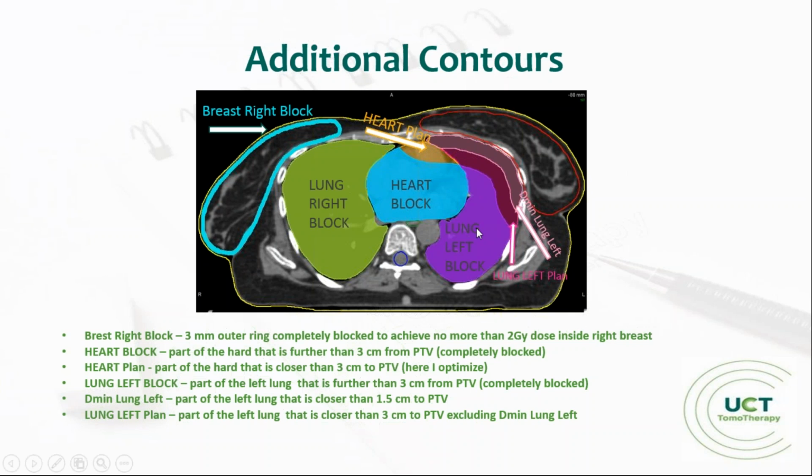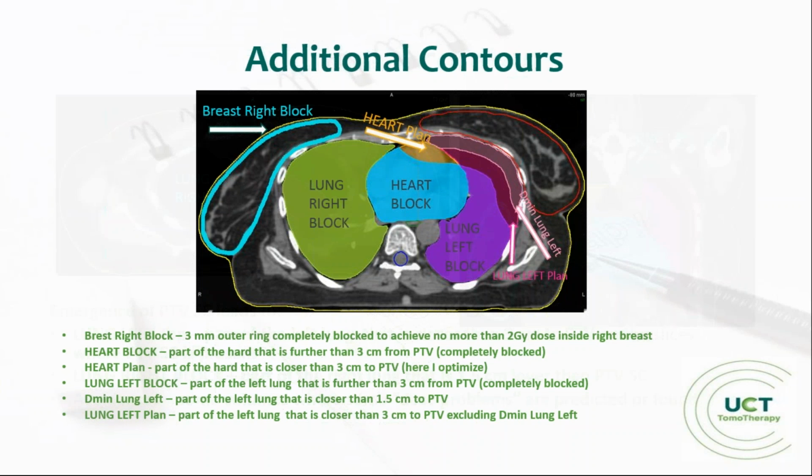For lung block I did the same, so here is a 3 centimeter margin. This structure is lung left plan, the structure where I made optimization, and the structure DMIN lung left is a part of the lung where I tried to prevent maximum doses for the lung.